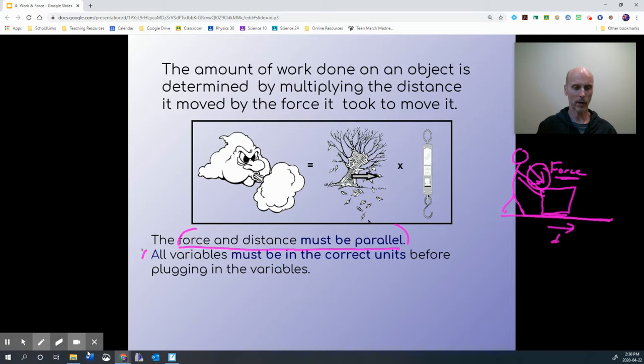And we're going to remember that all variables need to be in the correct units before plugging in the values for those variables. So before you put the values in, make sure you have your units correct. Nothing new there.